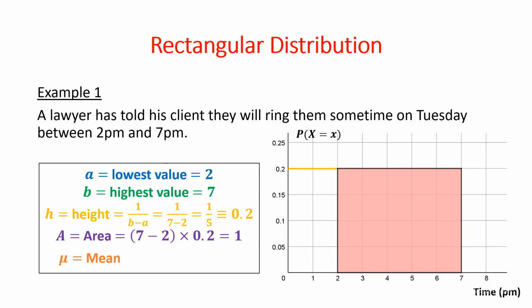And finally, let's work out the mean. Well, that's just the formula B minus A divided by 2, which is 7 minus 2 divided by 2, which is 2.5. What does that tell us? That tells us that the mean sits right in the middle of this rectangle, and it's 2.5 units or 2.5 hours from each side.